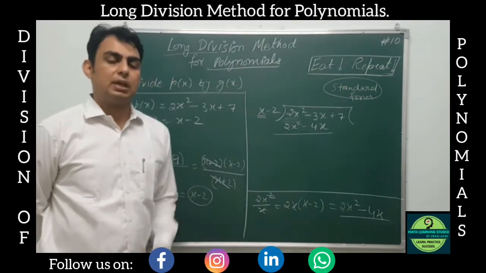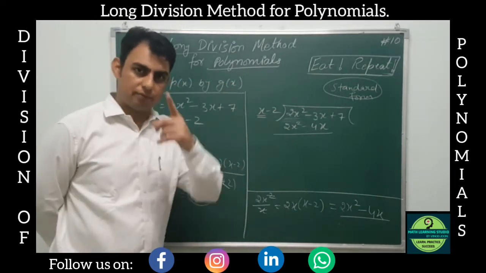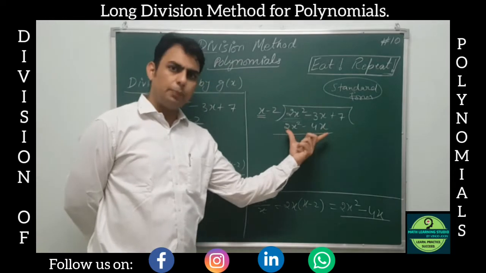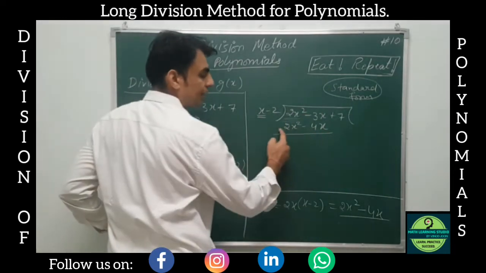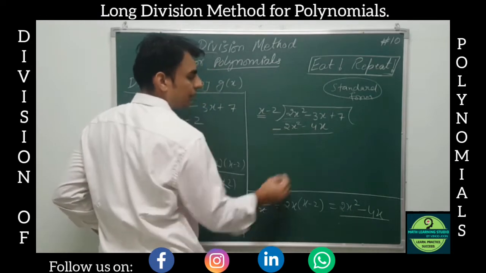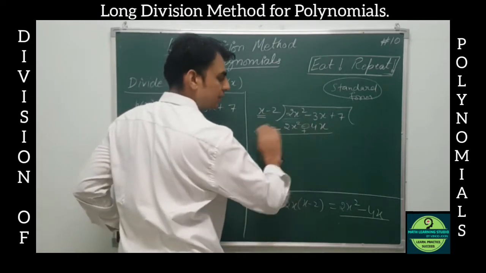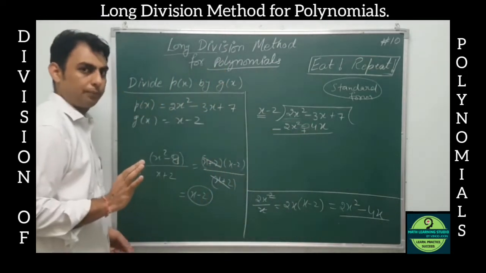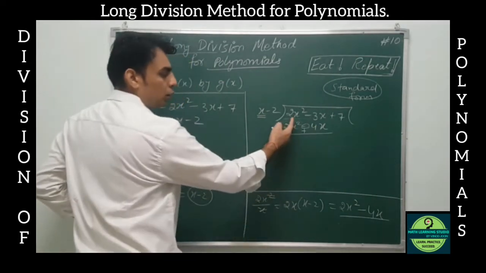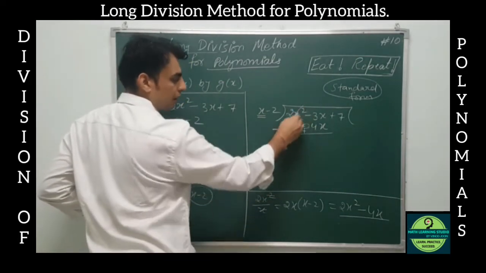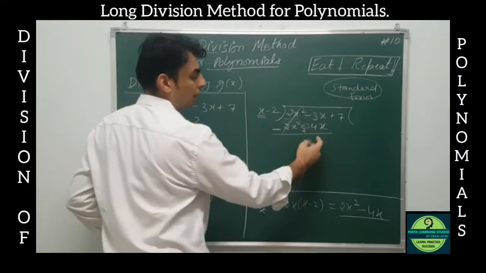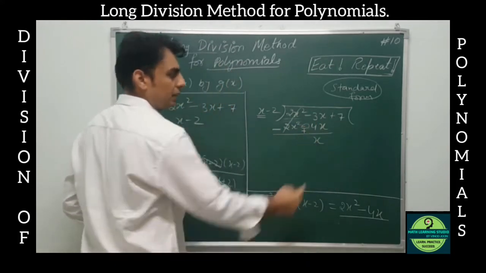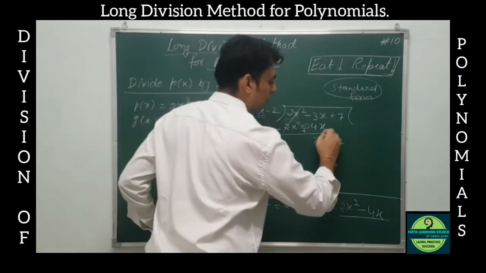Now what do we do after this? We subtract. Perfect. We subtract the second polynomial from this. So when we subtract, we have to change the sign. Yes, this becomes minus and this becomes plus. This minus will not be there anymore, and 2x squared minus 2x squared cancels. And this will be minus 3 plus 4, which is just 1x. And plus 7 can come down.